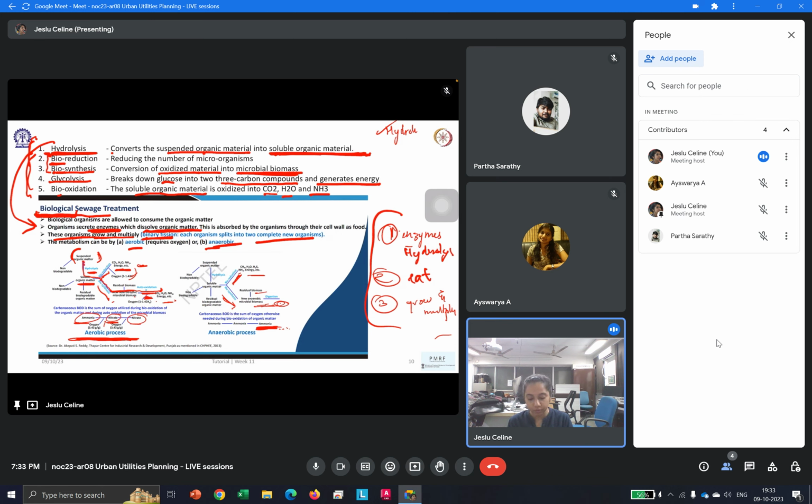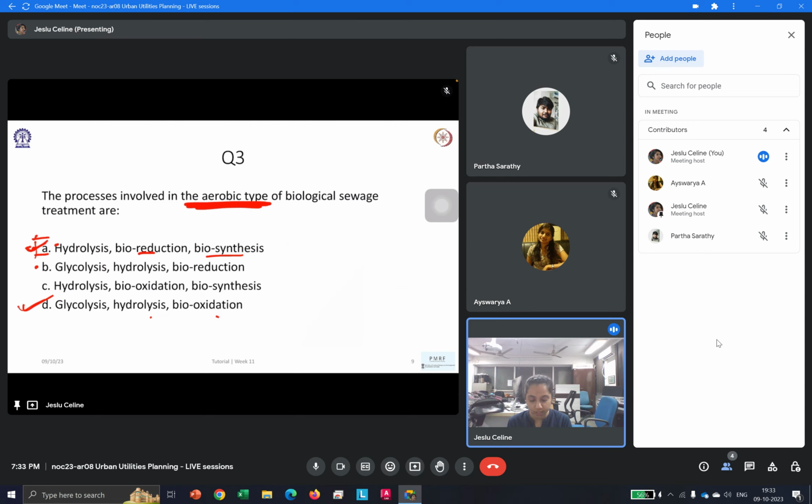So let's go back to the question. We see option A, which shows hydrolysis, bioreduction, and biosynthesis. Agreed, these processes are there. But if you ask whether these are the main processes, maybe not, because where is oxidation? We are talking about the aerobic type, which means auto-oxidation or oxidation is an important component which needs to be there. So that is why option A is not the answer.